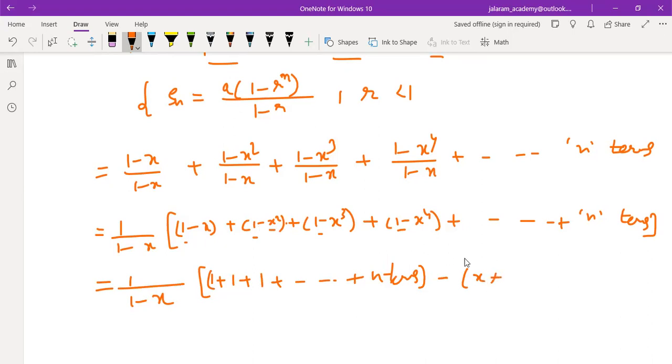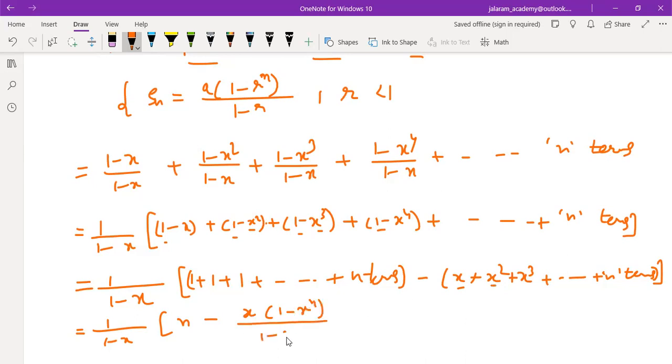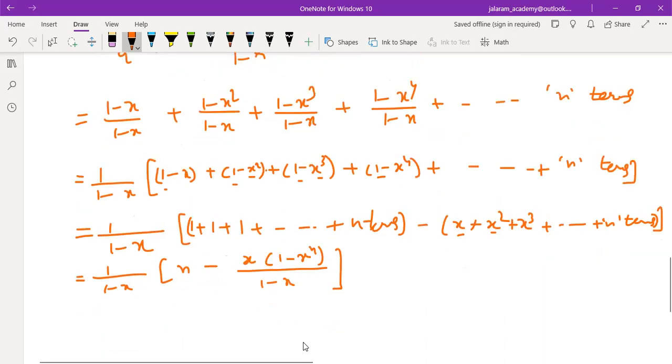So x plus second is x square plus third is x cube, and so on up to n terms, equals to 1 upon 1 minus x into, now 1 plus 1 plus 1 and so on up to n terms means n, minus x plus x square plus x cube and so on up to n terms is a GP, whose formula is a, first term is x, into 1 minus r is also x to the power n, as there are n terms, over 1 minus x. So this is the final answer.